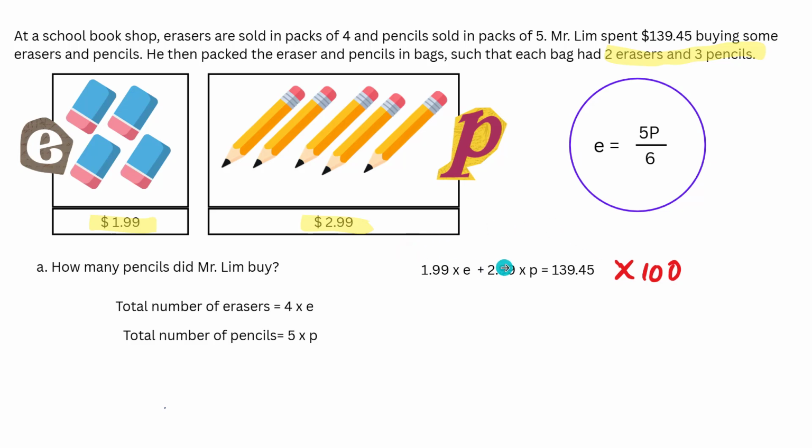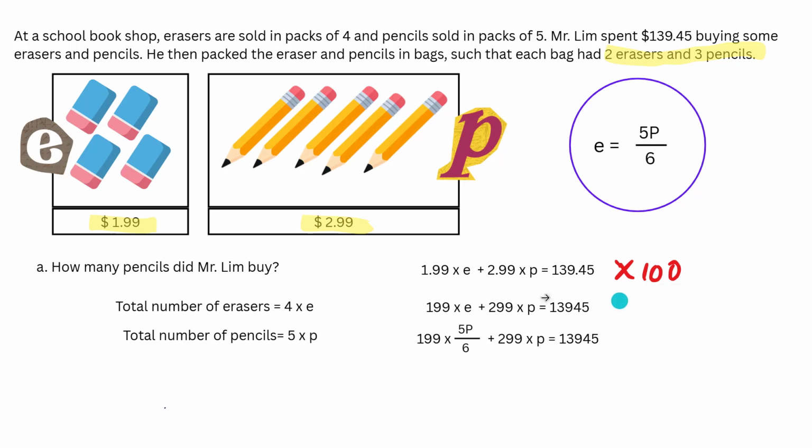When you multiply the left hand side by 100, you multiply each of the components. So 1.99 times 100 gives 199 times E, plus 2.99 times 100 gives 299 times P, and on the right hand side we have 13945. Still there are 2 variables, E and P, and it's easier to solve with one variable. We already have a relationship: E can be represented as 5P over 6, so I'm going to substitute that value for E here.